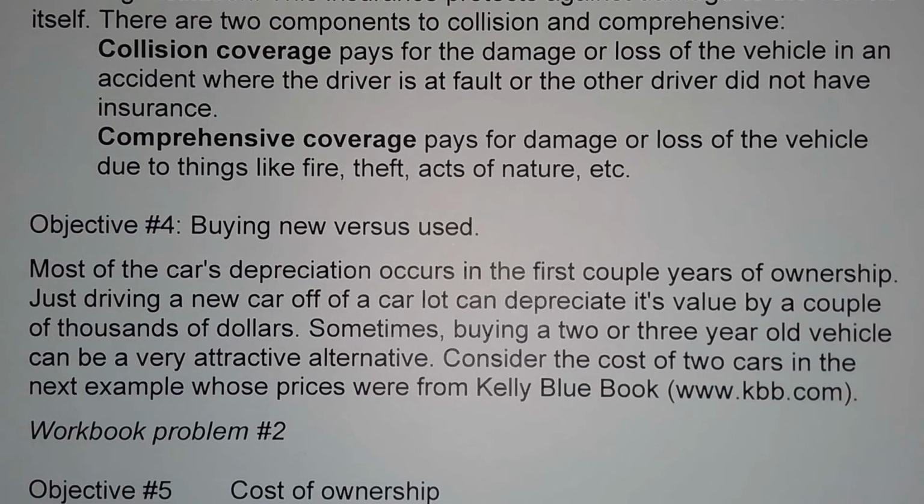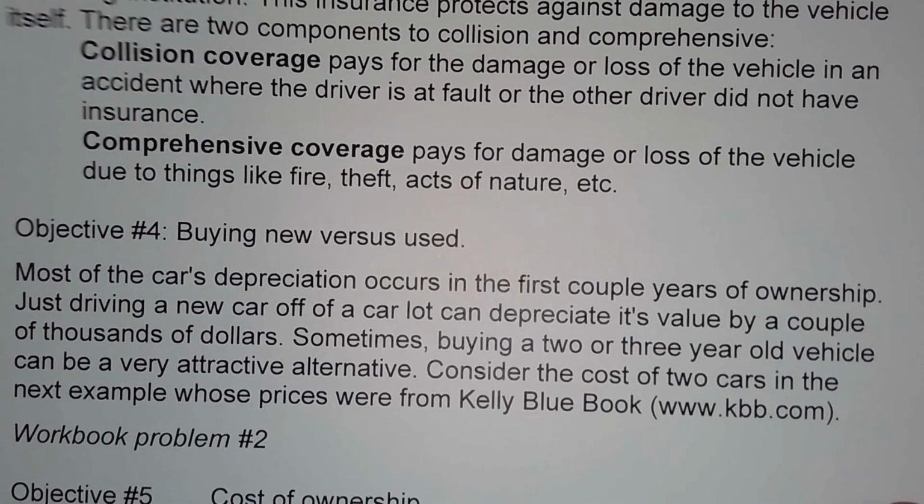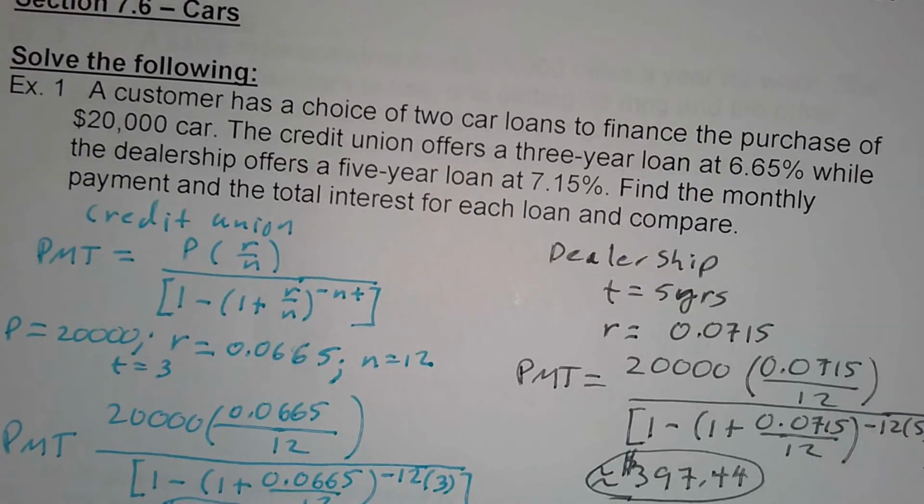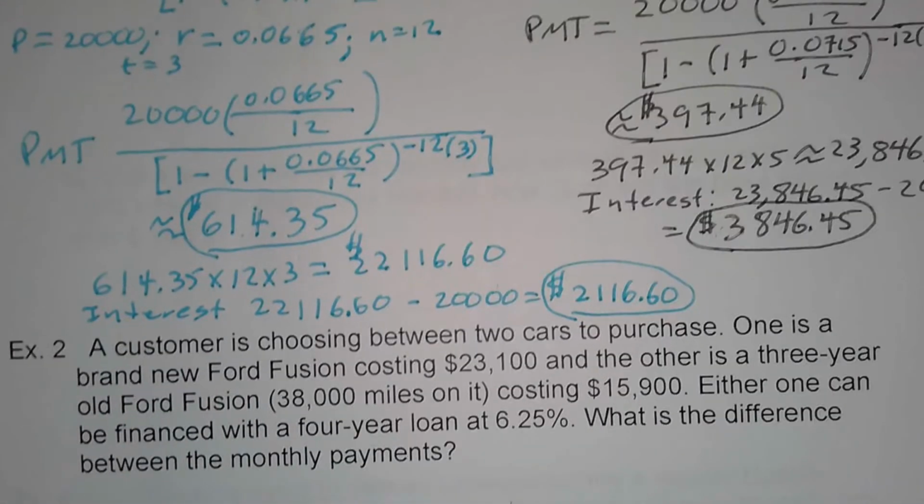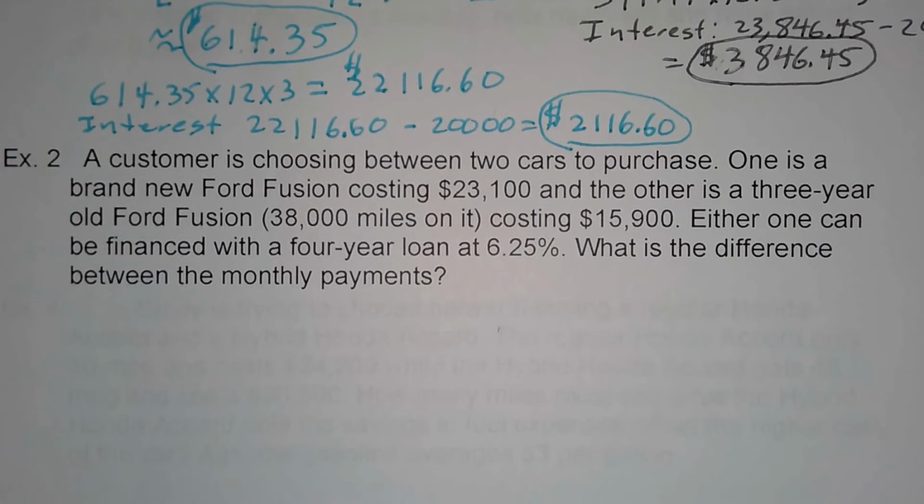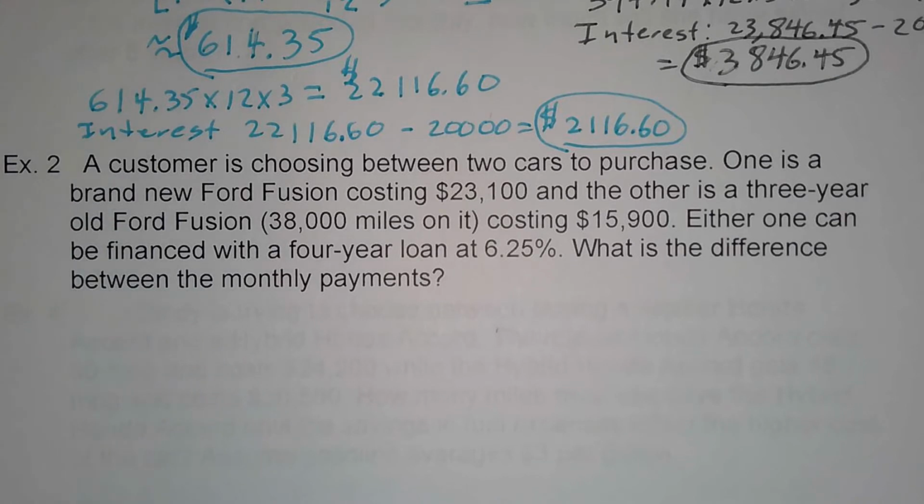So this is workbook problem number 2. So we're on page 120. And we're looking here, a customer is choosing between 2 cars to purchase. One is a brand new Ford Fusion costing $23,100, and the other is a 3-year-old Ford Fusion with 38,000 miles on costing $15,900. Either one can be financed with a 4-year loan at 6.25%. So the question is, what is the difference between the monthly payments?